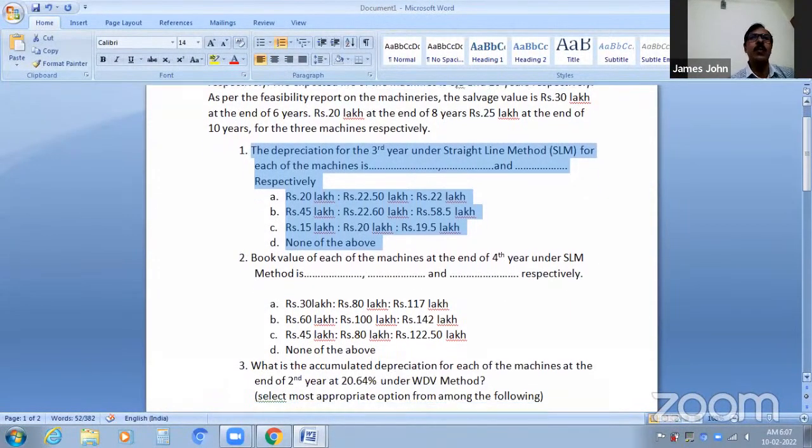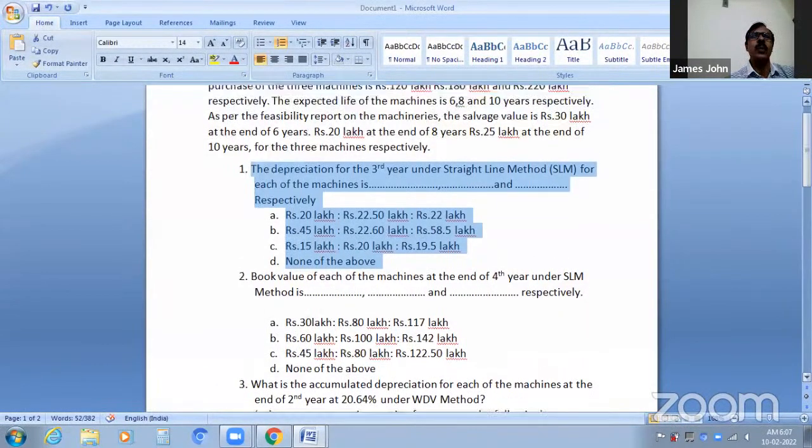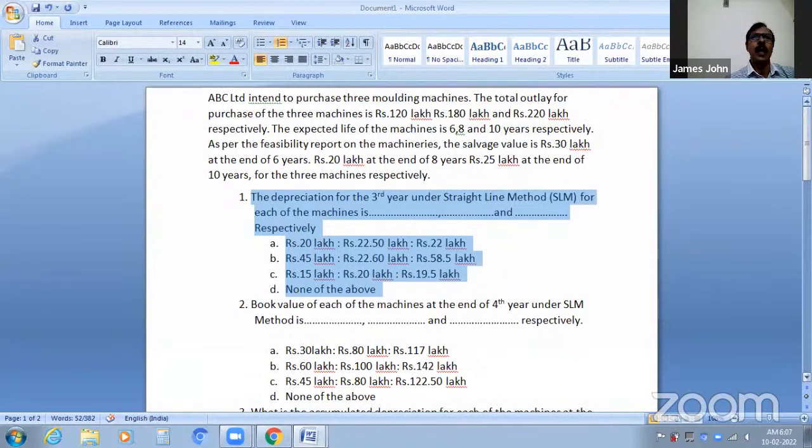Here, you are confusing. See, the question can be in 2 ways. What is the total depreciation at the end of 3rd year? And what is the depreciation for the 3rd year? These 2 things may be a bit confusing. I'll repeat once again. What is the meaning of straight line method?